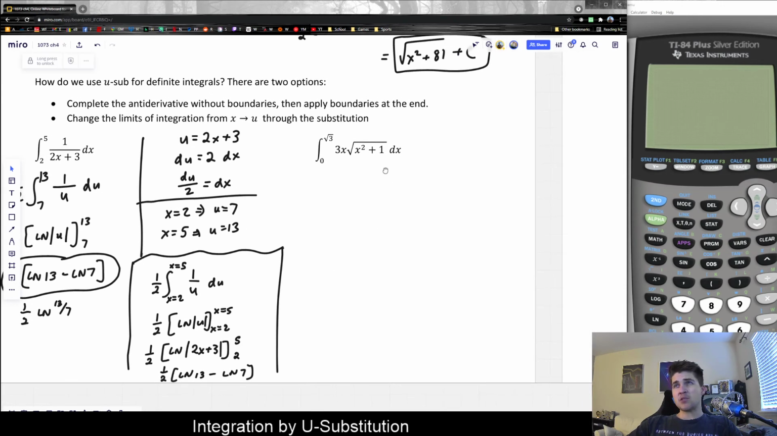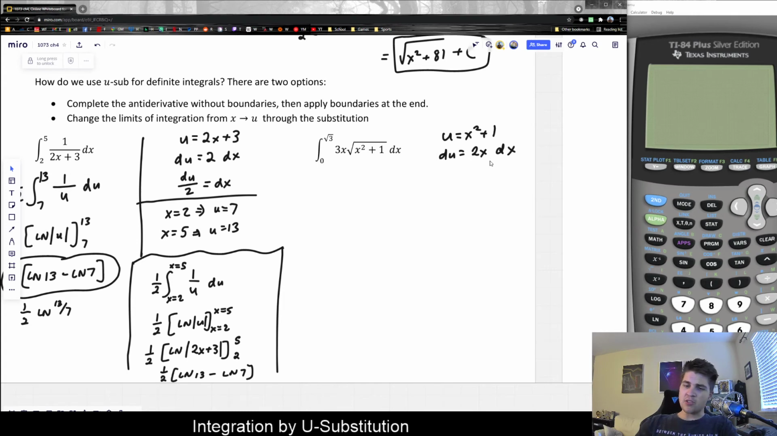So again, looking at this one, I would start by setting the interior as u, because I notice I have x squared, the derivative will be 2x, and that's close to 3x. So before I start doing anything, I would look at it for a moment to think about, if I'm going to do a u sub, what do I think might be the best choice? And then du would be 2x dx. Here, though, notice I have 3x, not 2x.